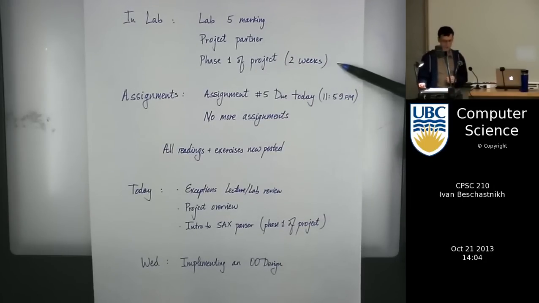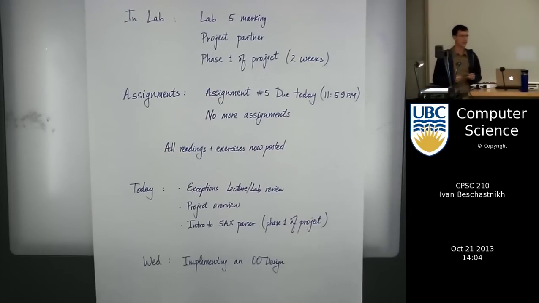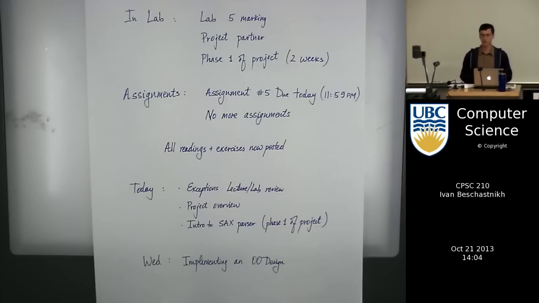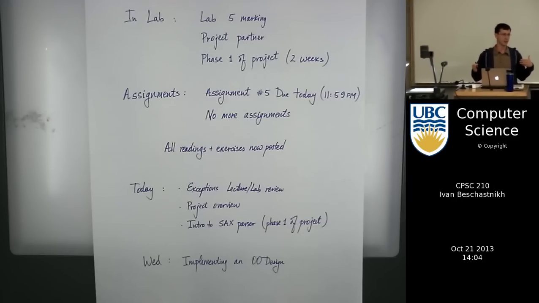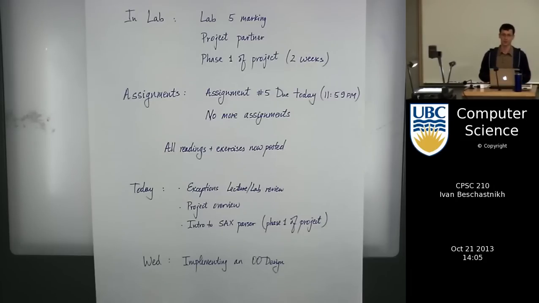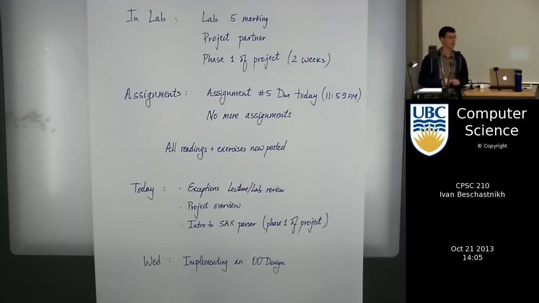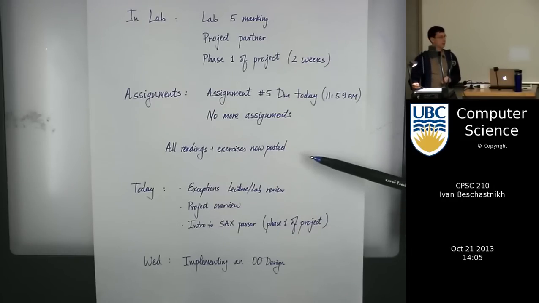Phase 1 of the project, as I said, is going to be two weeks long, so you'll have quite a bit of time to do it. But as you probably learned with the assignments, you can't really start the day before. So make sure that you're working the entire time, because you're not going to have assignments due, so you have a little bit more time to work on the project. Assignment number 5 is due tonight at midnight. I hope you guys started. There were a lot of great questions on Piazza, so keep asking them. There'll be no more assignments. All the readings and exercises have been posted online.